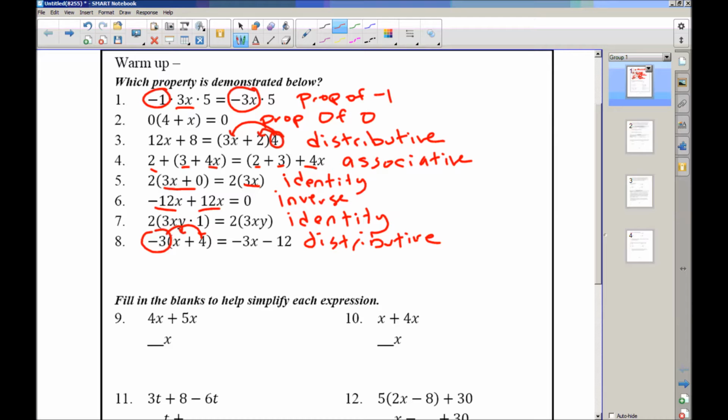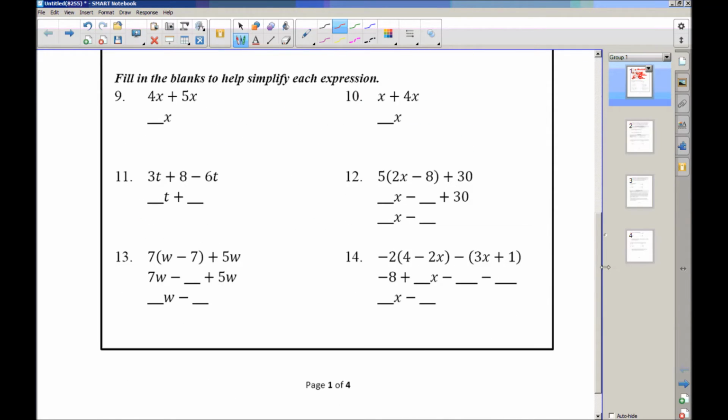Okay. Down below, this is some practice for what you're doing in Khan Academy right now. So combining like terms and then combining like terms with distribution. So 4x plus 5x is 9x. You'd add 4 plus 5, which is 9, and then put the x back because 4x and 5x are like terms. So in number 10, we're really adding 1 plus 4 because there's a 1 in front of the x even though we don't write it, which is 5, and then putting the x back.